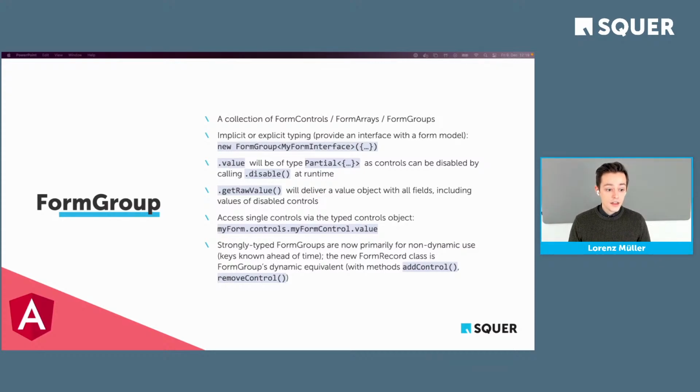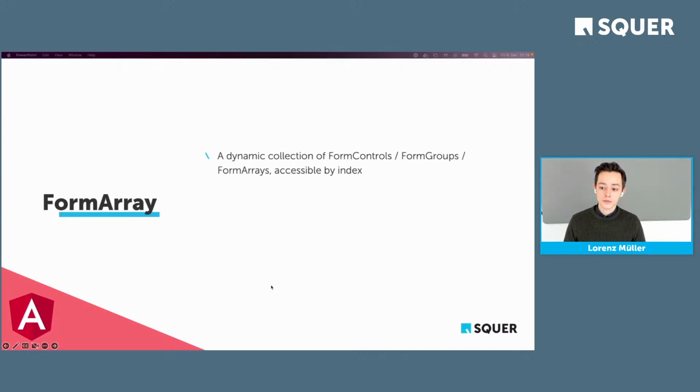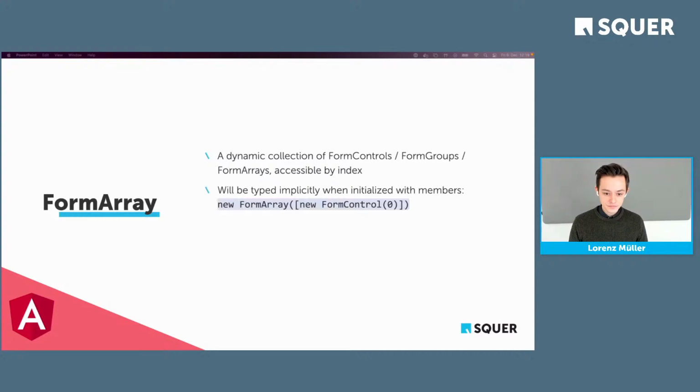Lastly, we have the form array. The form array is a dynamic collection of form controls, form groups or form arrays that are accessible by their index. We again have implicit or explicit typing. Implicit typing here means that we start off the form control already with members in the form control array, like in this case.